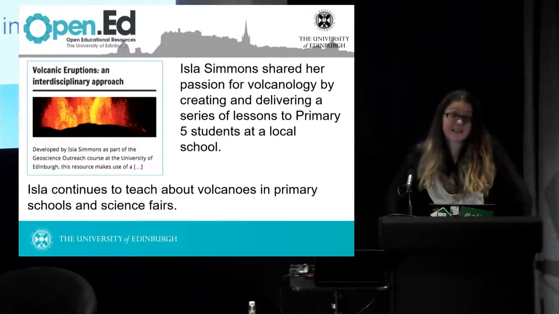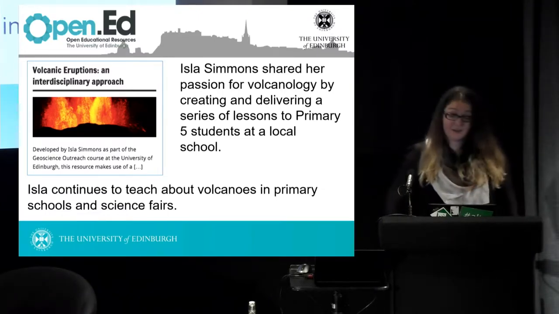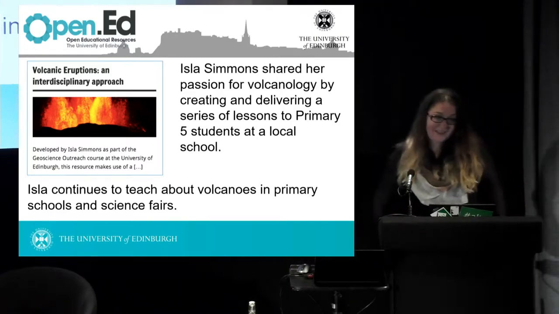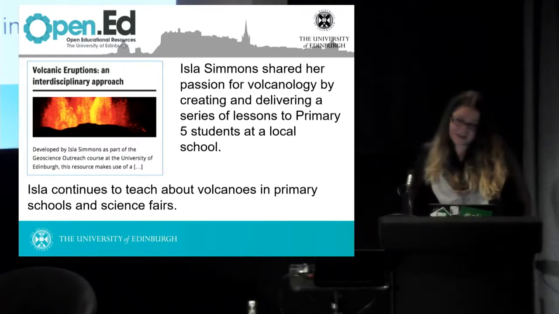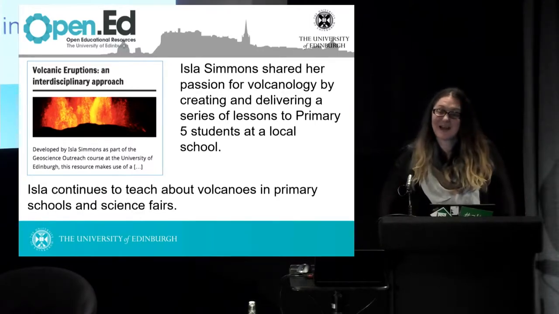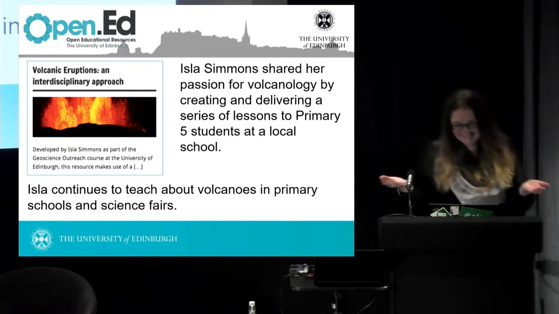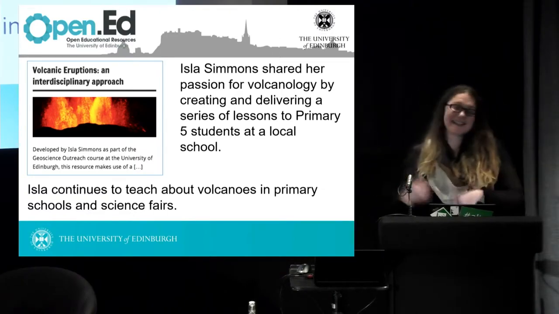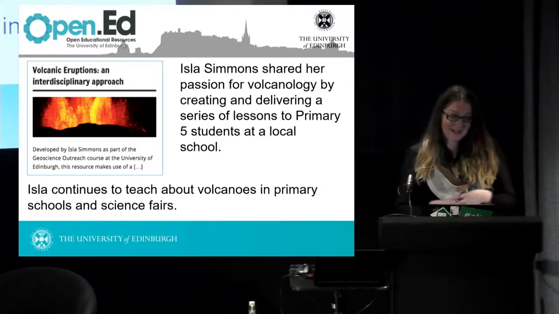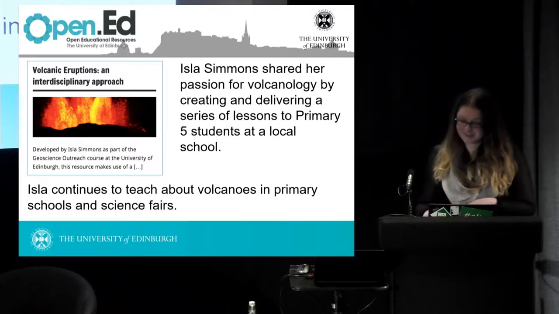Isla Simmons is currently a fifth year geology master's student, and for her fourth year outreach project, she shared her passion for volcanology by creating and delivering a series of lessons to primary five students at a local school. She was incredibly chuffed when one of those students came back after the summer holidays with a volcano cake that she had baked. Isla is now a tutor on the outreach course, and she continues to teach about volcanoes in primary school and science fairs.